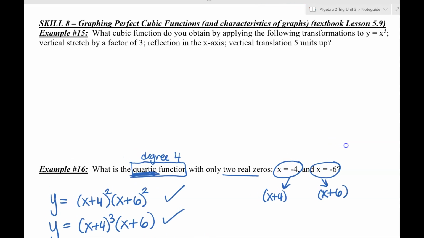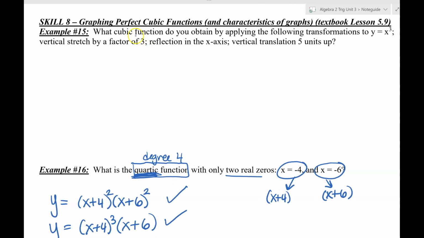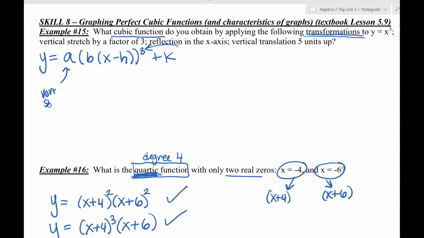Now we're going to get into things that are a little more specific and exact. Notice that example 15 asks for a cubic function, but it is talking about applying transformations. So with a cubic, I would go back to thinking about these types of transformations and how each number affects the graph very specifically. It would just be a cubic rather than a quadratic, which we studied previously. So it says a vertical stretch by a factor of 3. The vertical stretch is going to tell me that the a value is 3. A reflection in the x-axis would also mean that a is negative.